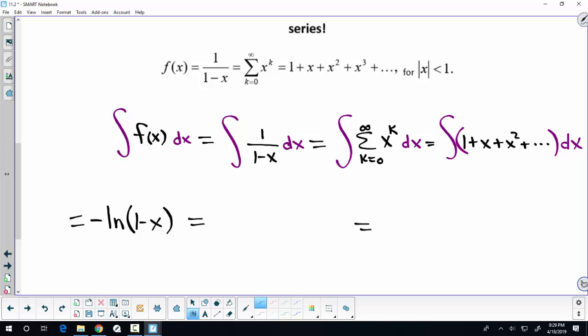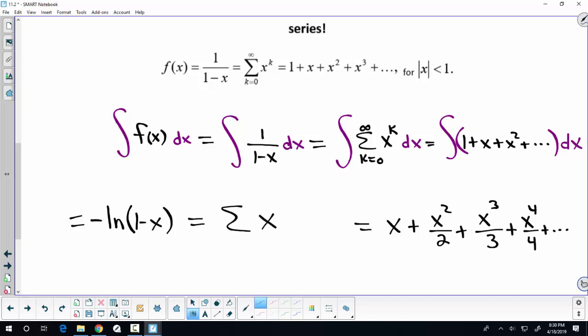Let's see what that is term by term. What's the antiderivative of 1? It's x, plus x squared over 2, plus 1/3 x cubed, and one more perhaps. So that's the antiderivative term by term. Here we have the antiderivative of x to the k with respect to x. So that series would be what?